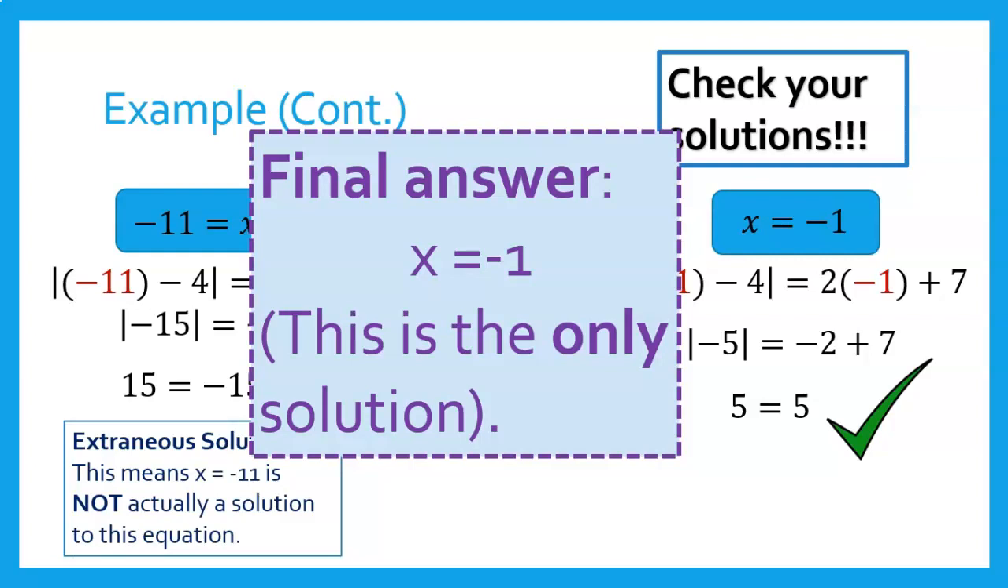Sometimes when you check your solutions, neither of the solutions you got are true. In that case, your solution would be the first special case, which is no solution. So it is possible to have 2 solutions, 1 solution, or no solution when solving absolute value equations. So the moral of the story is always check your solutions when you're solving absolute value equations.